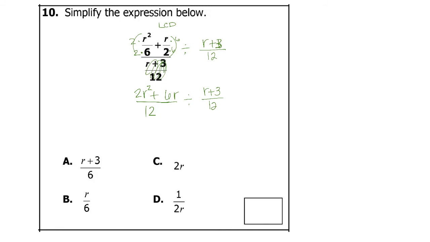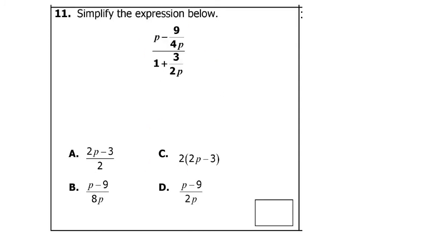Now let's go through and do our factoring, and we're going to change that to multiplication, and do our reciprocal. And we can factor out a 2r in that numerator, so we're going to have r plus 3 left over 12. We're going to change our division to multiplication, and we are going to flip our second fraction. And notice that the r plus 3's will cancel. The 12's will also cancel. So it looks like everything has canceled but 2r. So our answer is C.